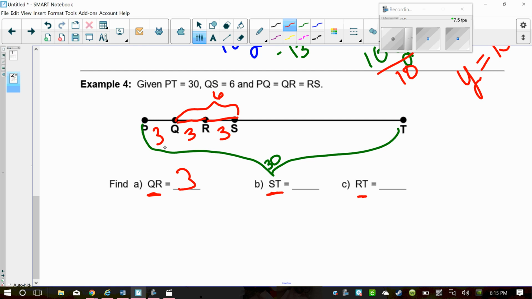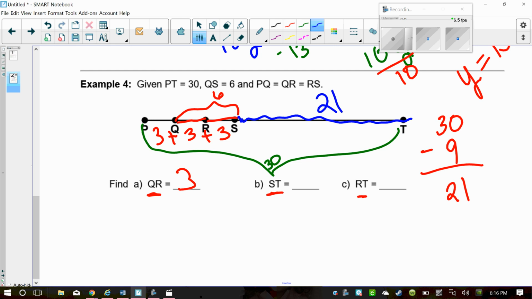All right, so now we have 3 plus 3 plus 3. We can plug that into our calculator, or we can just know that that is 9. We're going to subtract it from the whole thing, which is 30. So 30 minus 9 will give us 21. So that means that S to T, this thing right here, is 21, right? It has to add up to be 30. So that's one of the questions.